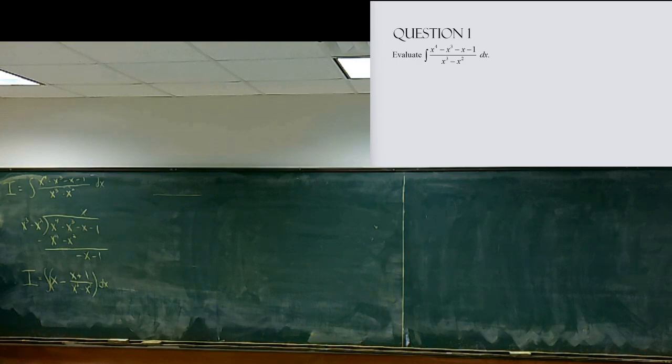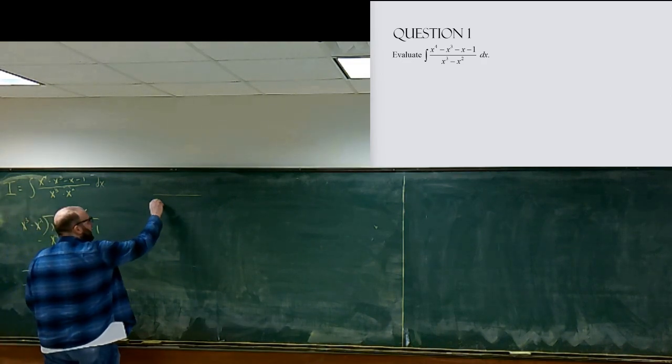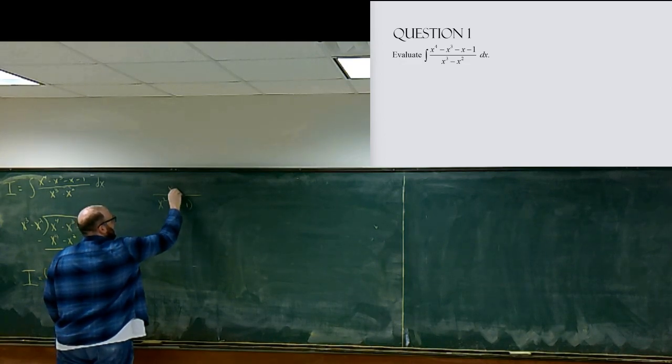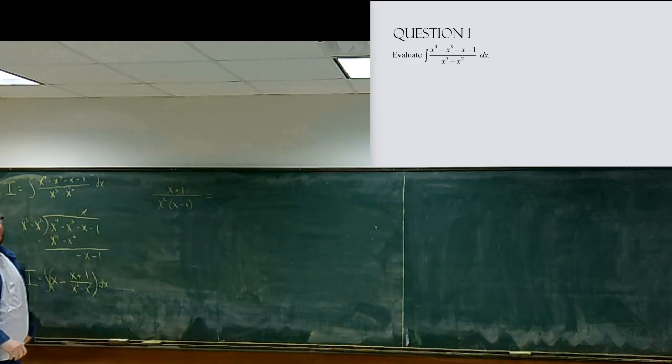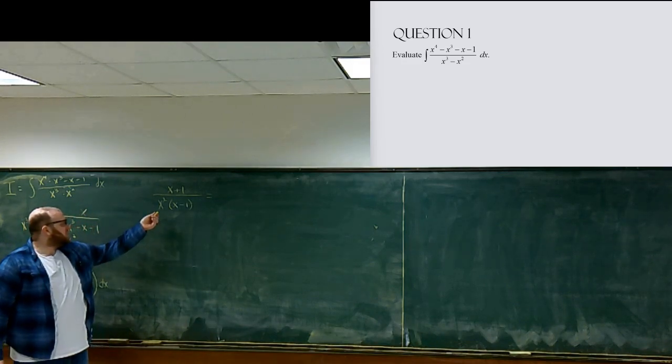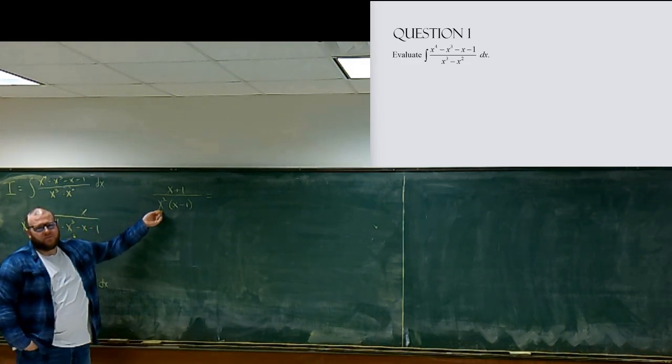Completely factor the denominator. How does the denominator factor? It should be x squared and then x minus 1. How you write the terms, the order in which you write the terms does not matter. I'll start with this x squared factor.